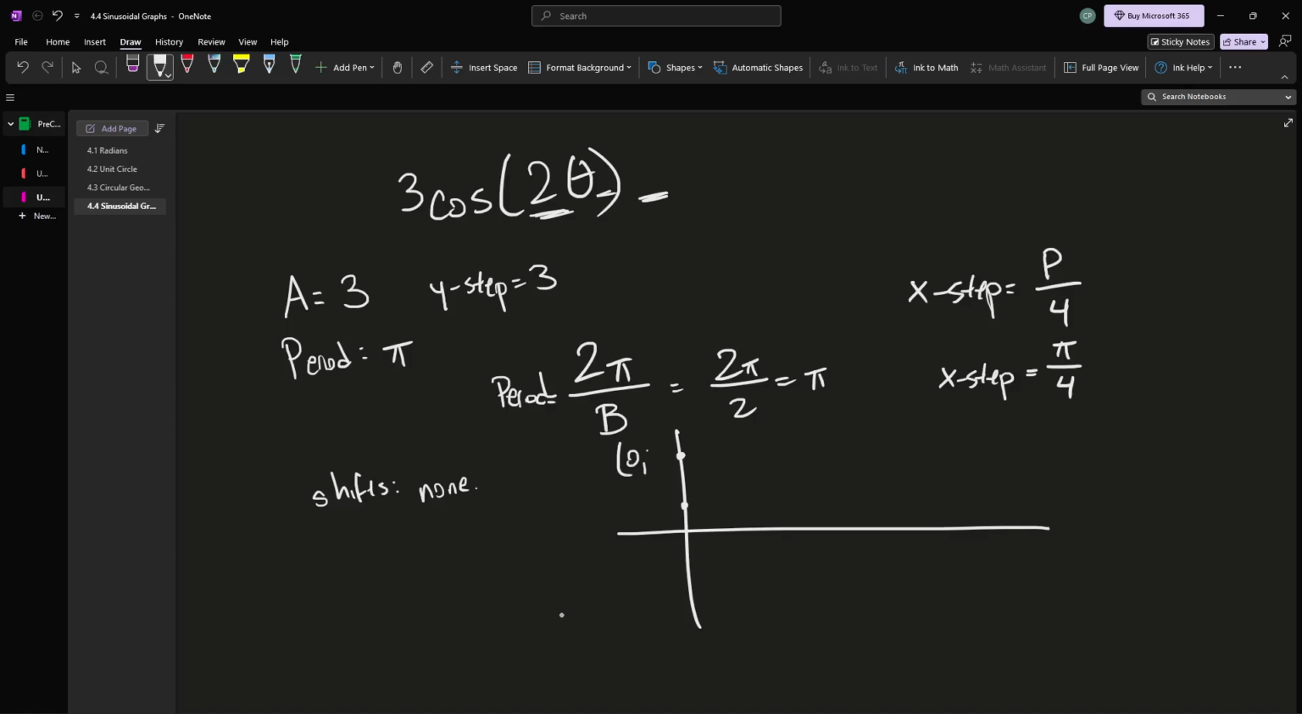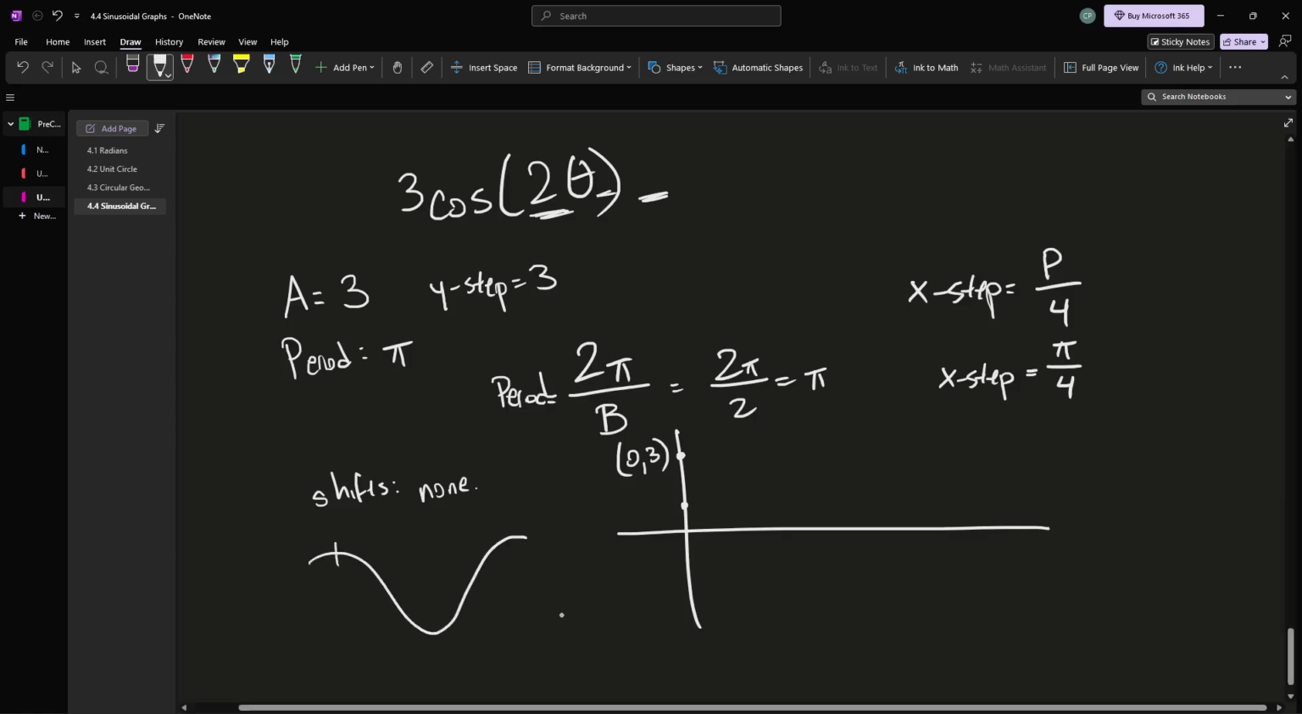So I start at (0, 3). And then we just keep on going with our general shape and do our x and y steps. Where we start here, we end here, we cut it like this. So I go down, I go forward pi over 4, and I go down 3 to over here.